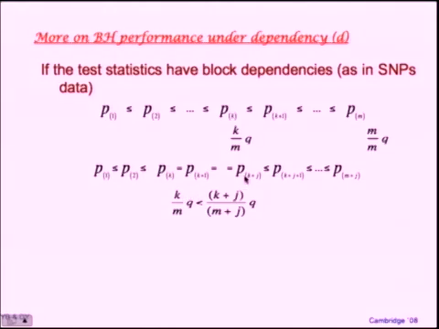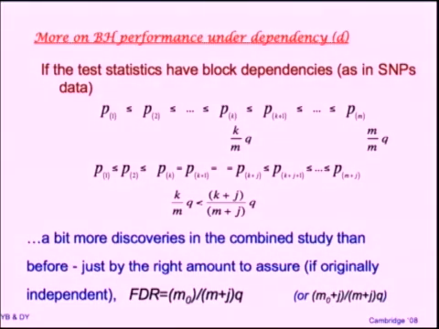So if you rejected 1 in the SNP, you will reject the entire block. You will not lose from the dependency in this kind of structure. So in fact, a bit more discoveries in the combined study, and it will be by the right amount.